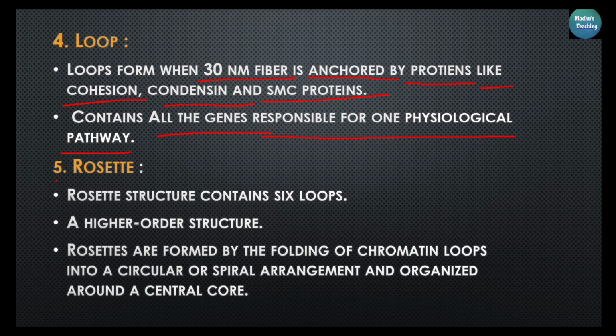And next structure is rosette structure, and loops are further coiled into rosette structure. Rosette structure contains 6 loops, means 6 loops are combined together forming a one rosette structure. It is a higher order structure, and rosette structure are formed by the folding of chromatin loops into a circular or spiral arrangement and organized around a central core. This is how the rosette structure will be formed.